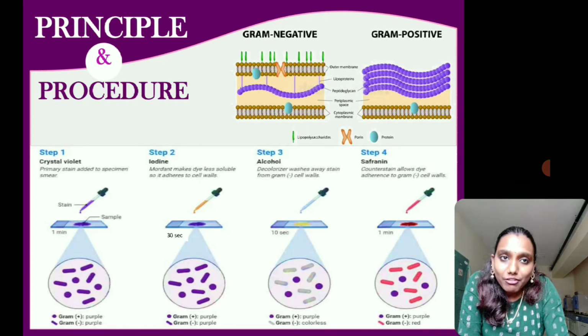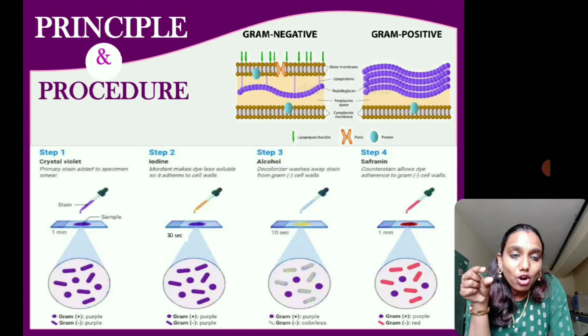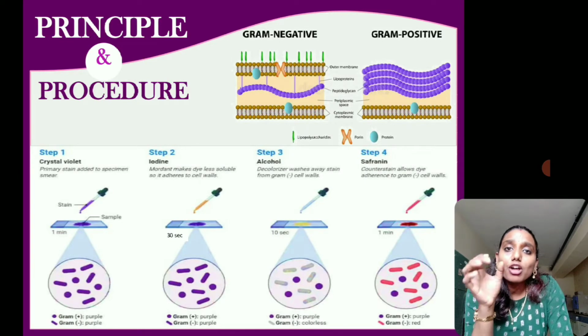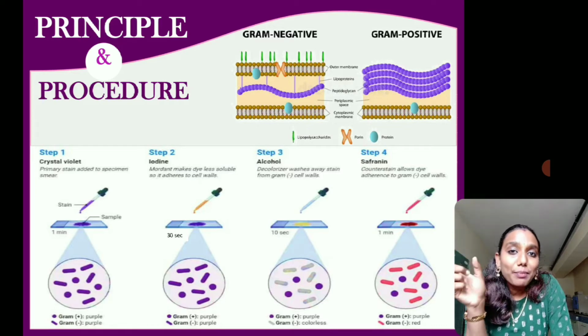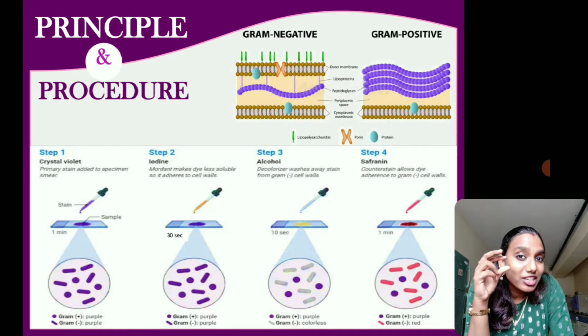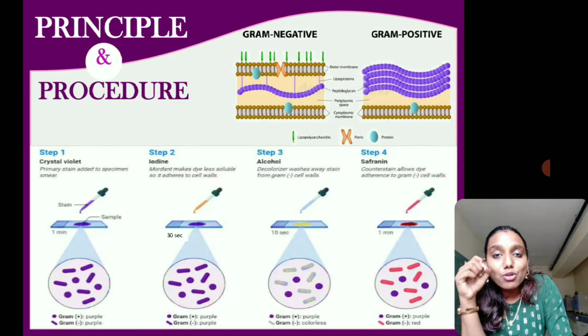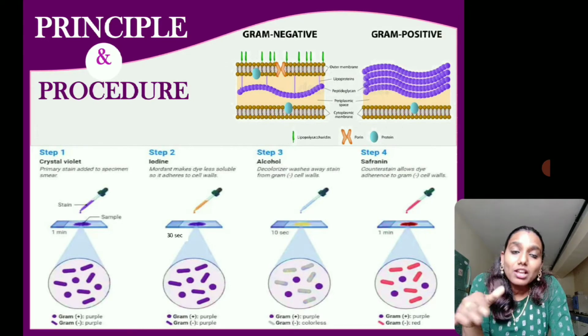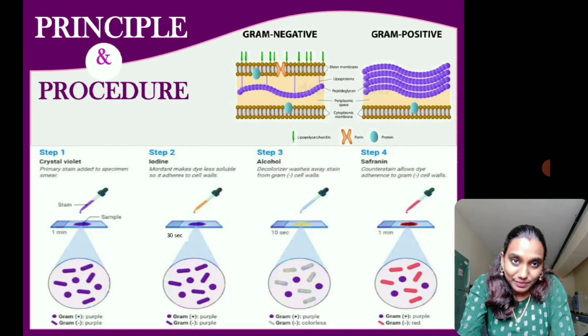Here comes the difference. When alcohol is added onto the bacterial culture, the alcohol will dissolve the lipid content that is there in the gram-negative bacteria. If you see, the gram-negative bacteria has a lot of lipid contents. So alcohol will dissolve all the lipid contents. Therefore, the crystal violet which is bound to the cell wall will get washed off.